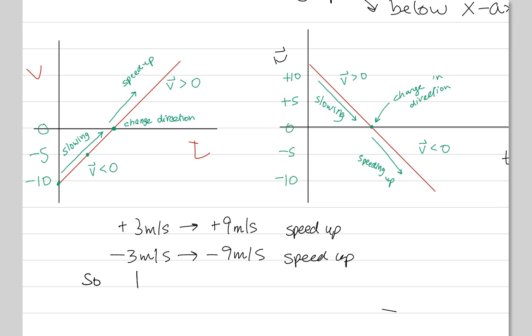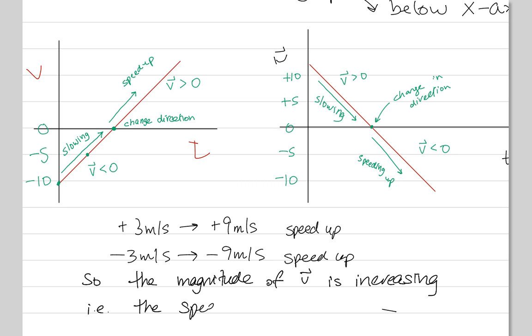So the magnitude, and that's key here, the magnitude of the velocity vector is increasing, i.e. the speed, not the direction. Okay, so this is kind of hard at first, understanding that a vector has two components to it, the magnitude and the direction.